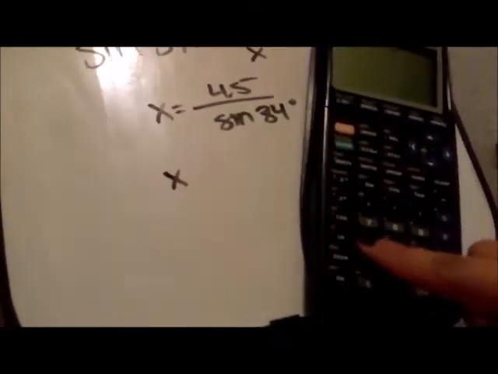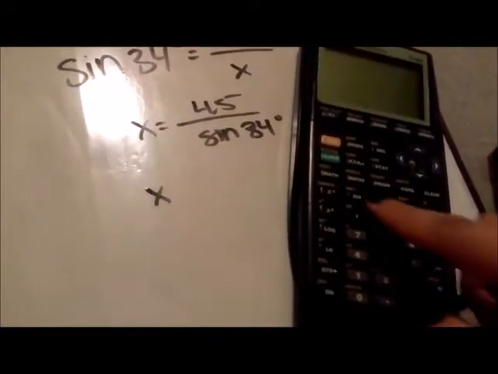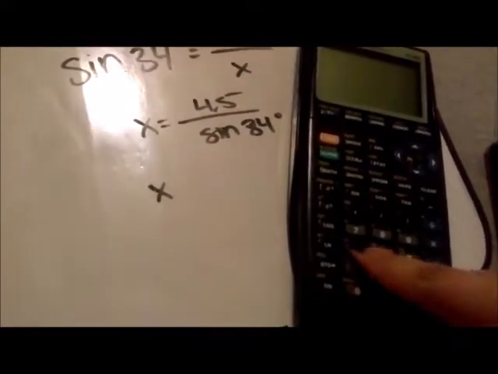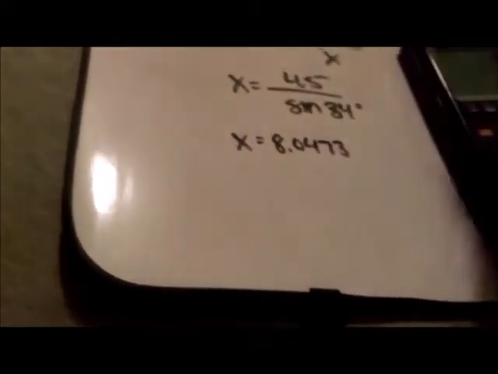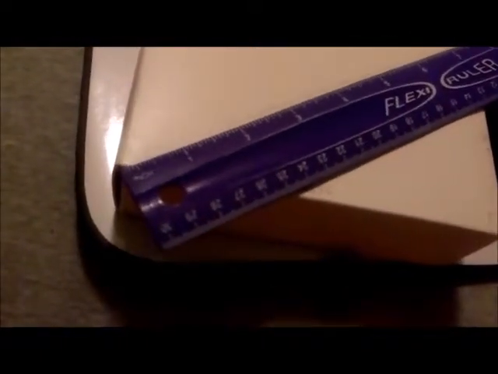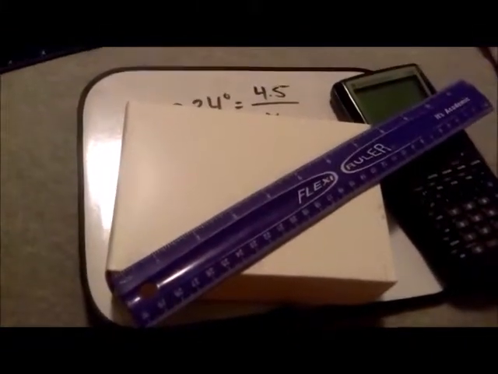You go work that out on the calculator. So 4.5 divided by the sine of 34, and I get 8.0473. And when I measure that out with a ruler, it comes right out at like 8, if not a little bit over. So that's how I know I got it right.